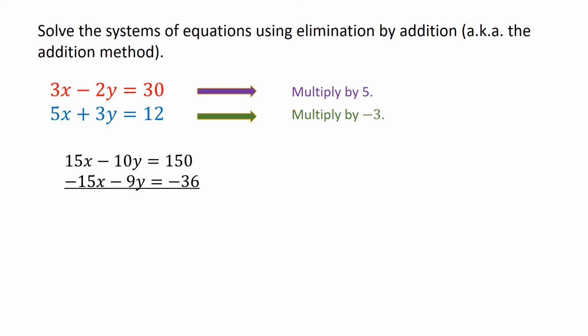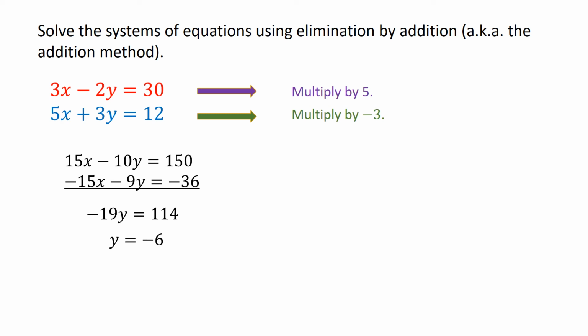And you can see here why I did that, because I ended up with 15x minus 10y equals 150, and the second equation is negative 15x minus 9y is negative 36. So 15x will cancel the negative 15x. So negative 19y is 114, so y is negative 6.